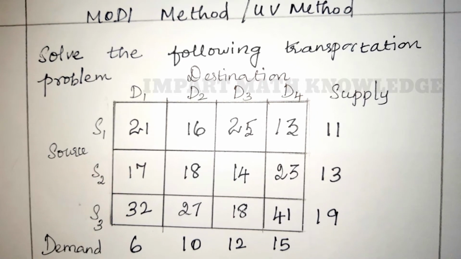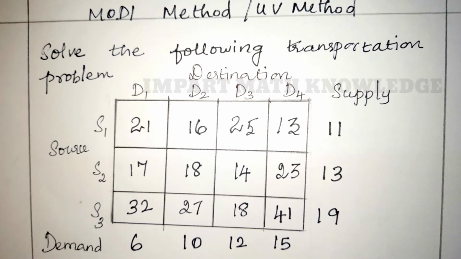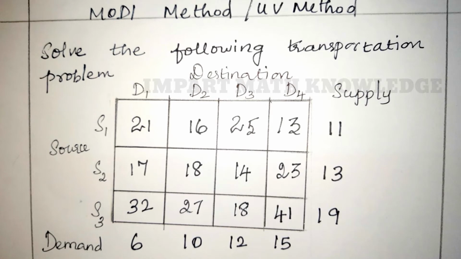Now here the question is, solve the following transportation problem. Source and destination are given. Supply and demand are given in the usual manner. Step 1, you have to check the balance condition. That is, you have to check whether total supply is equal to total demand or not.